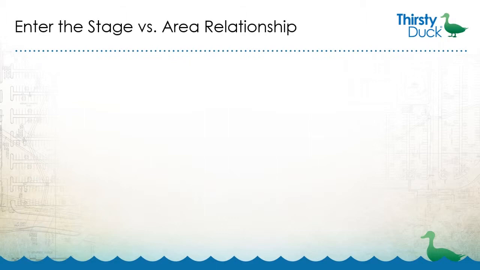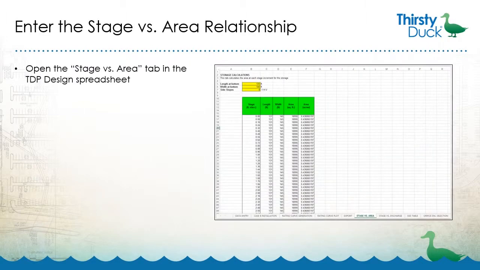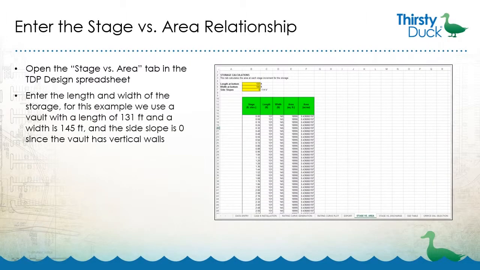Open the Stage versus Area tab in the TDP Design spreadsheet. Enter the length and width of the storage. For this example, the length is 131 feet, the width is 145 feet, and the side slope is 0, since the vault has vertical walls.